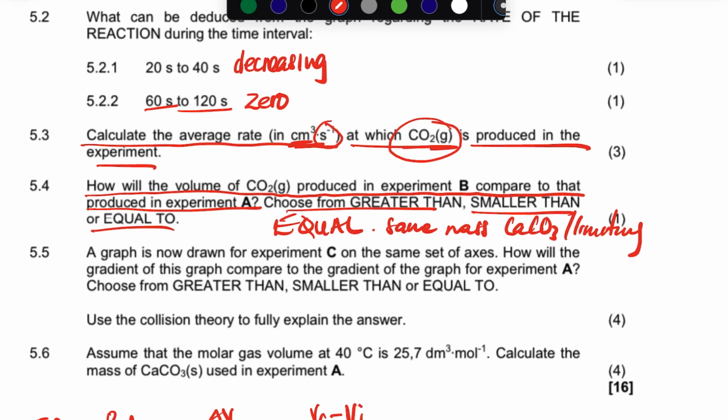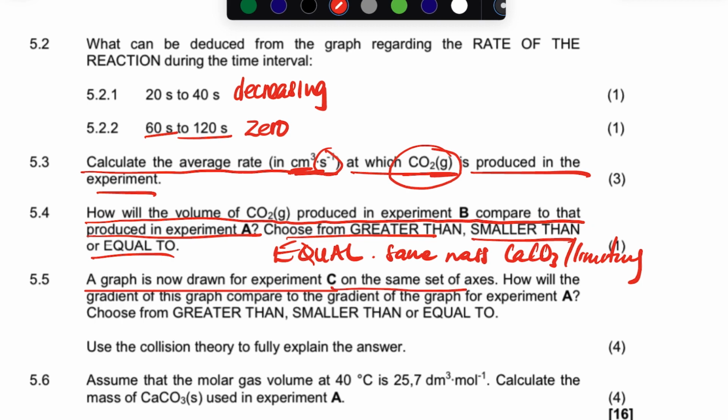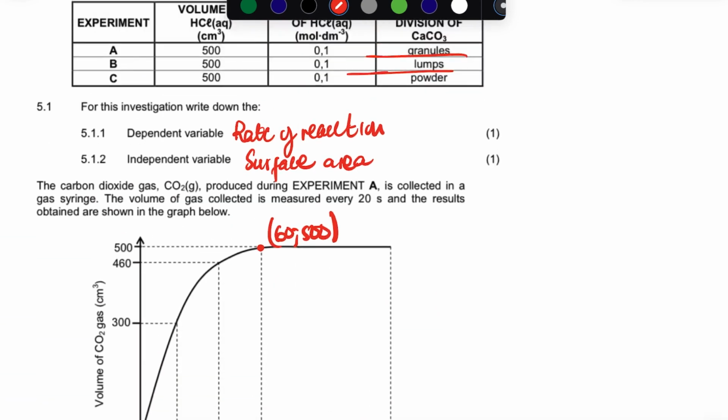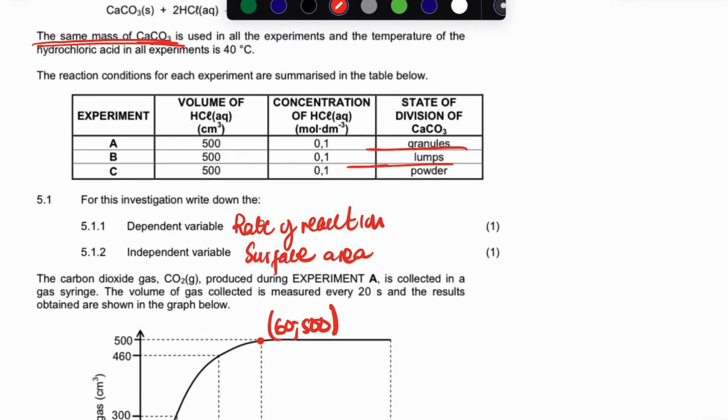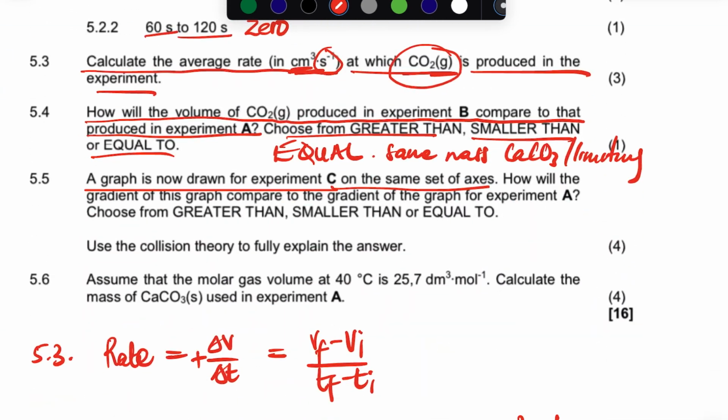Now 5.5, it says the graph is now drawn for experiment C on the same set of axes. So if we look at experiment C, because it has a greater surface area, this is going to have the higher rate, followed by the granules, and the last with the slowest rate is going to be experiment B, right?